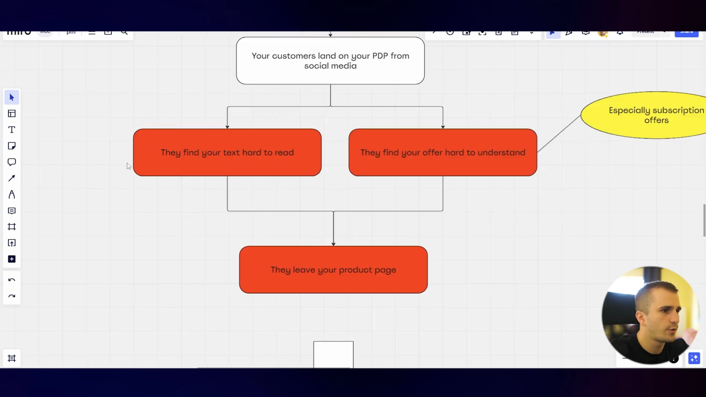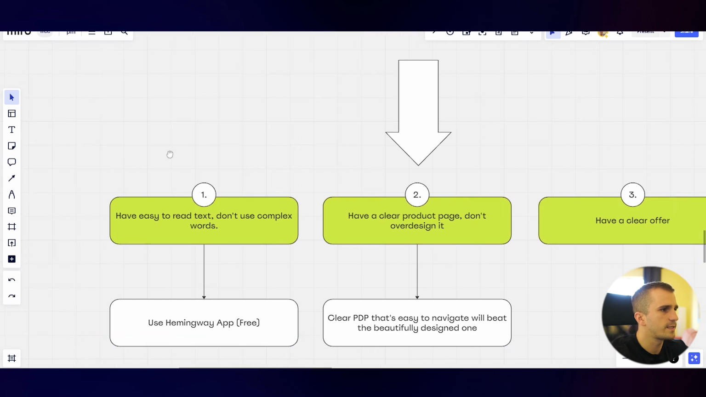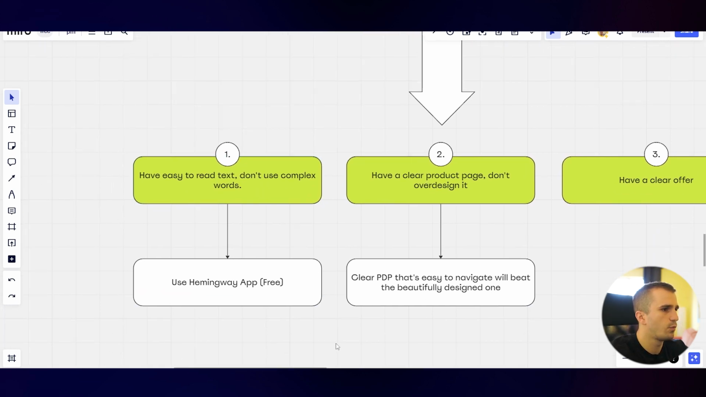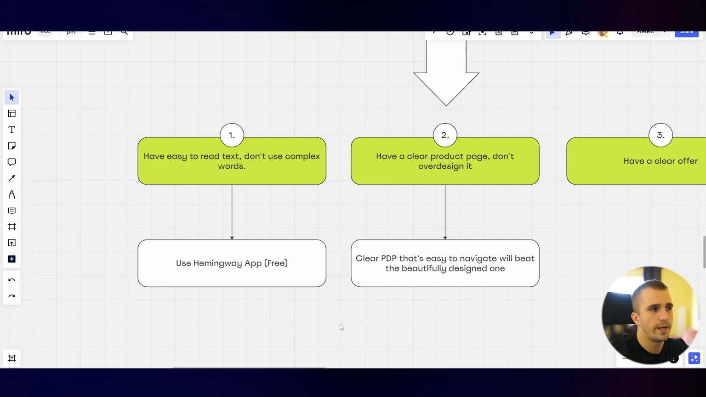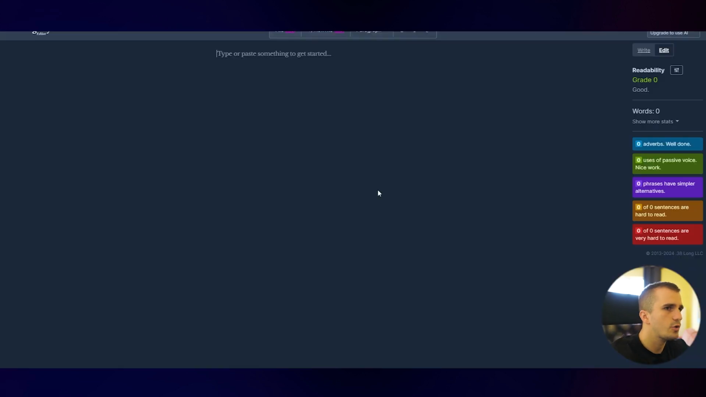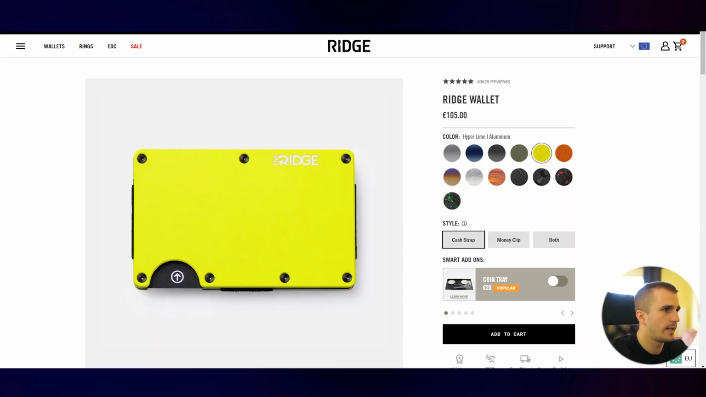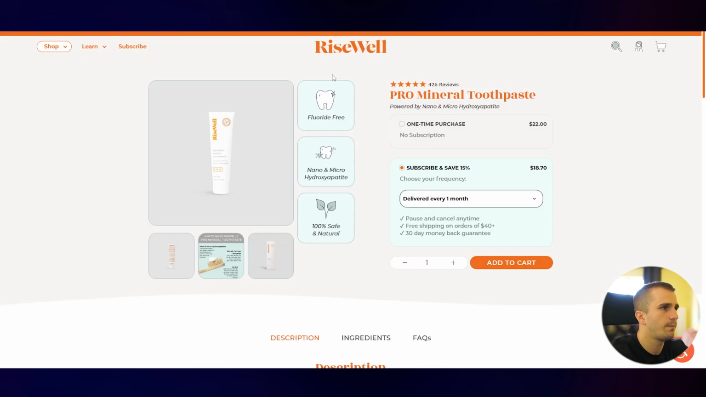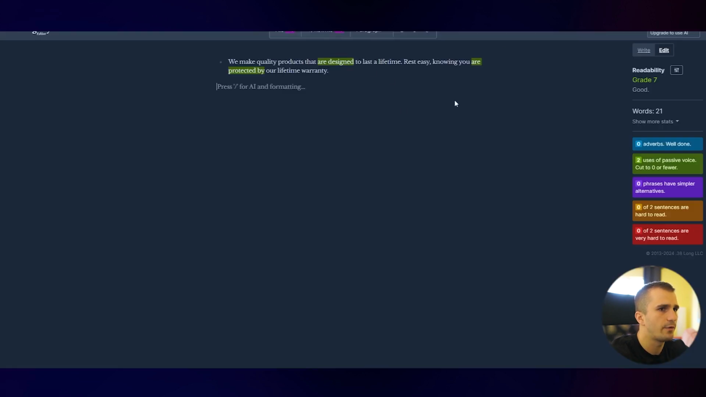So what can you do to increase your conversion rate so this doesn't happen to you? The first thing you should do is have easy to read text. Don't use complex words. To make your text very easy to read, you can use a free app called Hemingway app, and I will show you with an example how it works. I've just opened the Hemingway app, and let's get some text, for example, from Rich Wallets. Let's go for this text, and we paste it into the Hemingway app.